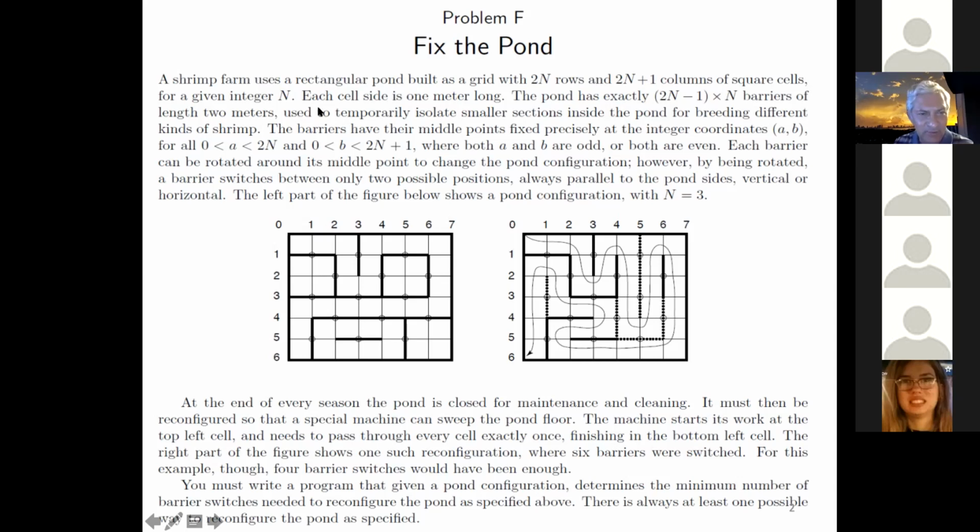And what else? Each cell, so think of these as cells. So this is a large farm. You have square cells and barriers. You see the barriers? These barriers are over here, and you can flip these barriers.